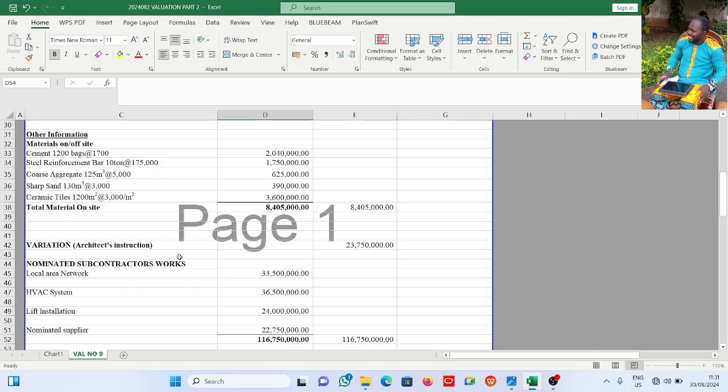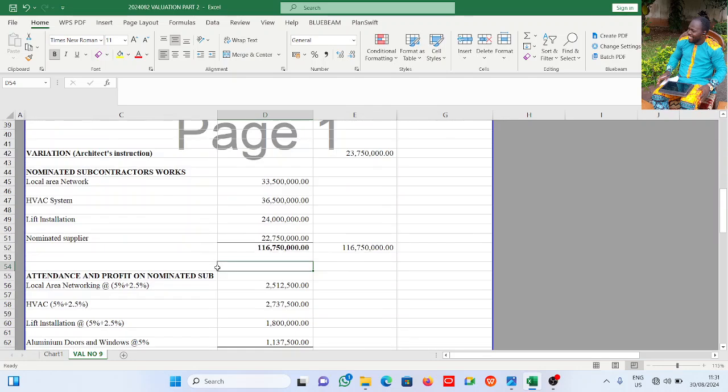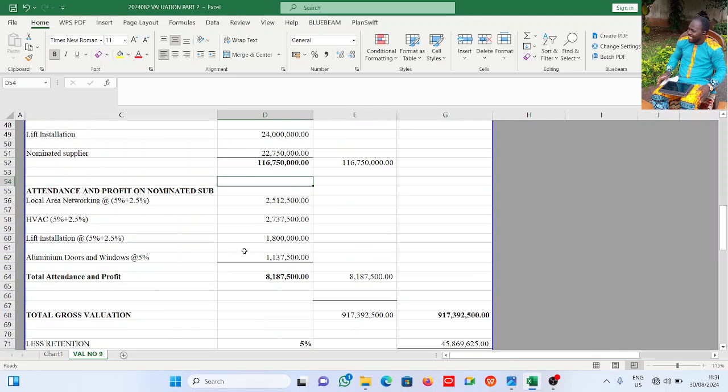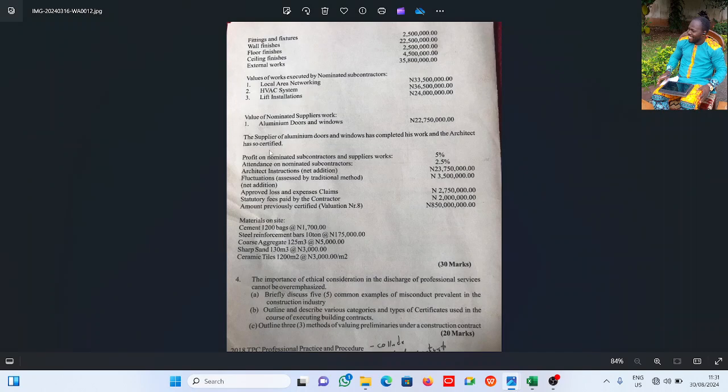That is why we have part 1. Part 1 basically was for a fence project, but this is for an office development. All right. So we have the profit and attendance. It is also in the question. Profit on nominated subcontractors and suppliers' work is 5%. Attendance is 2.5%. So for all these, the contractor is entitled to profit and attendance. But this one is a nominated supplier. He only supplies. That is the only thing he does. So the contractor is entitled to only the profit.